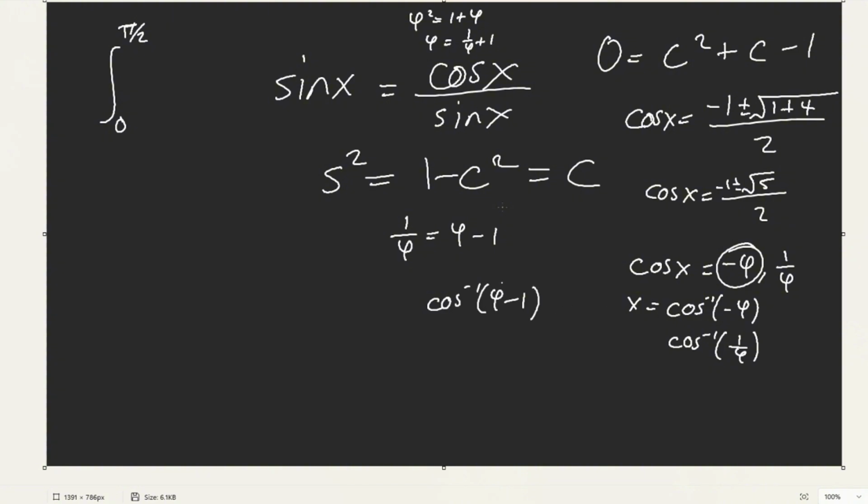So we have this. But then this is also equal to inverse cosine of phi. Oh wait! If you think about it, cosine of x can never be... Yeah! So this can never be true. Oh, you sneaky. Okay.